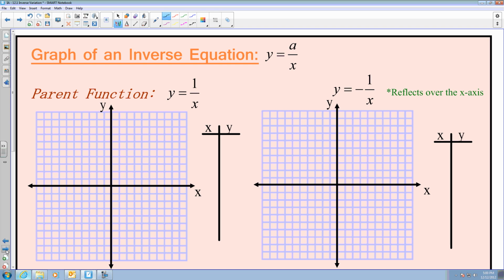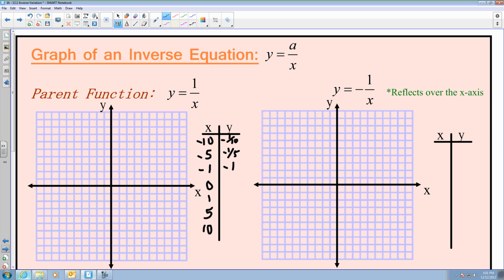Just like what we've done in the past, we made a t-chart, and we were given values for x, and we could then determine what y is by substituting those values for x into the equation. So say I had negative 10, negative 5, negative 1, 0, 1, 5, and 10. If I plug in negative 10 for x, I would get negative 1/10 for y. I would get negative 1/5 if I plugged in negative 5. I would plug in negative 1.